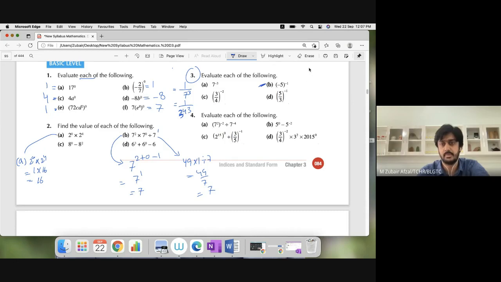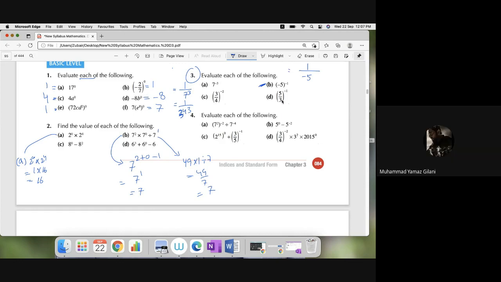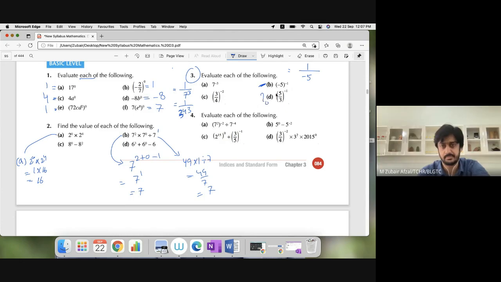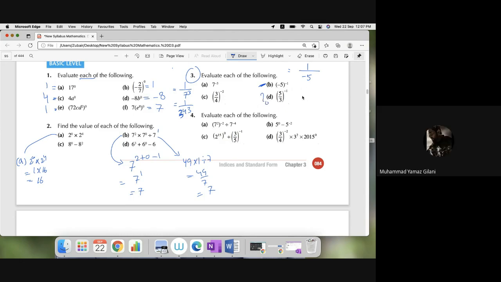When we look at part B, this is now 1 over minus 5. Do you agree? Yes, sir. Because the power was negative, so we took it into the denominator. What about D part? Sir, 3 over 5.